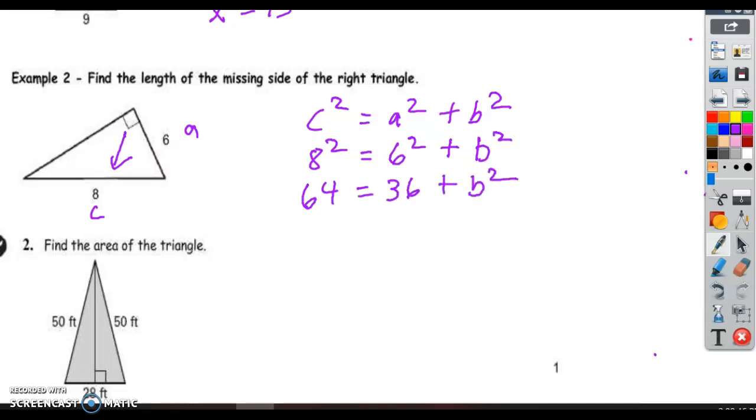We don't know what B is. Now we have to do one additional step. We are going to have to solve for b squared first. So we subtract 36 from both sides, and then we end up with 28 equals b squared.